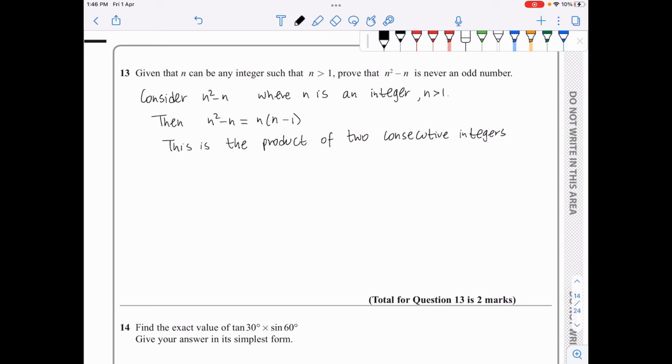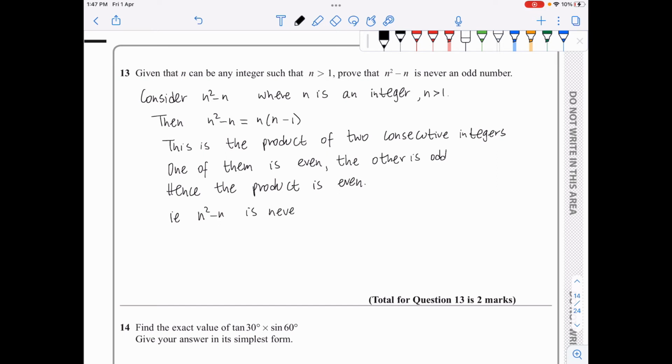One of them is even, the other must be odd. And hence the product must be even. I'm only missing a conclusion here, i.e. n squared minus n is never an odd number. As required.